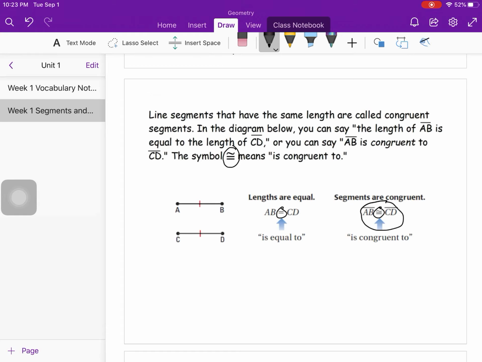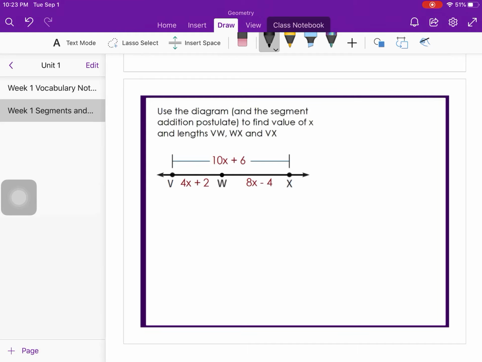All right, use the diagram and the segment addition postulate to find the value of x and the lengths VW, WX, and VX. Now this time we don't know any specific values, but we're trying to figure out x itself. The way that I always think of it is, look at what is the big segment. The big segment is from V all the way over to X, and that value is this right here. So we know that that is what everything has to equal. Then we have the two small chunks: V to W, and then W to X.